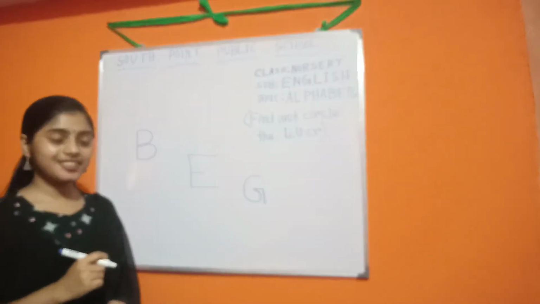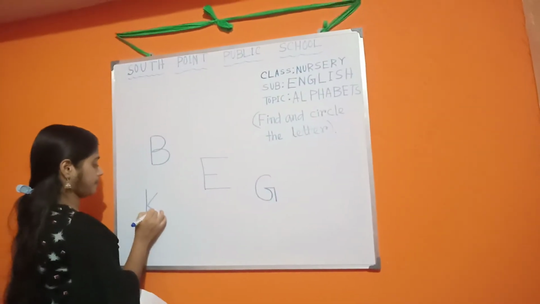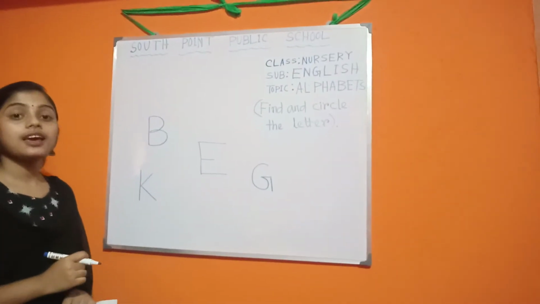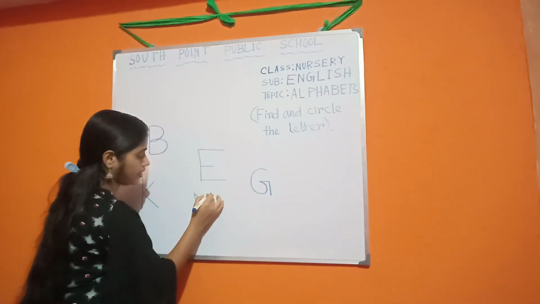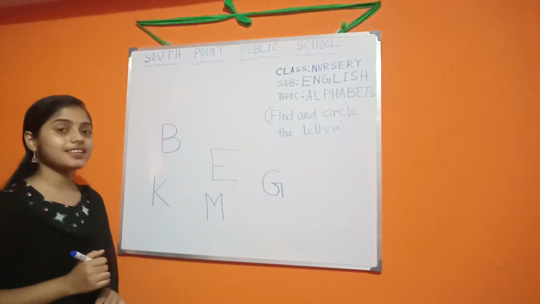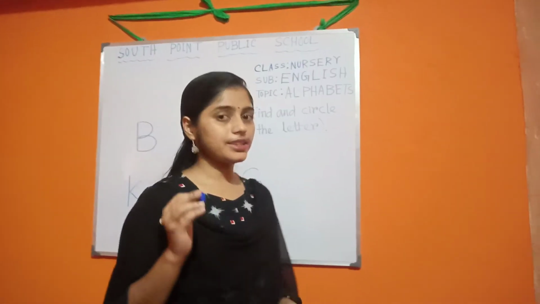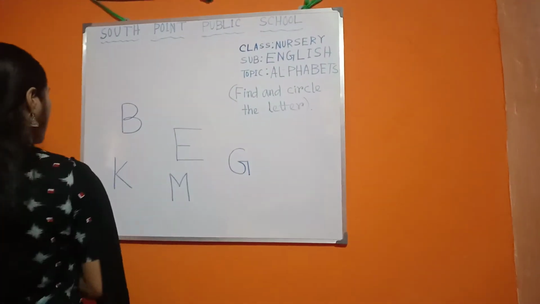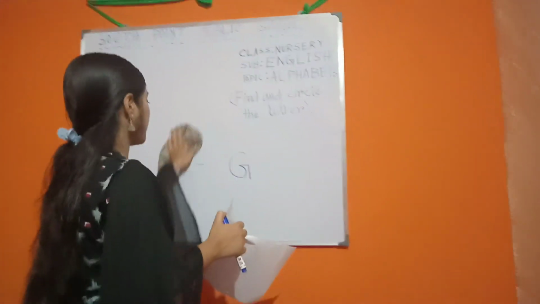It's G. Which letter is this? Yes, this is K. Now tell me, which letter is this? This is M. Okay? Clear? You already learned about these letters. Now you have to find the correct letters from the letter serial.